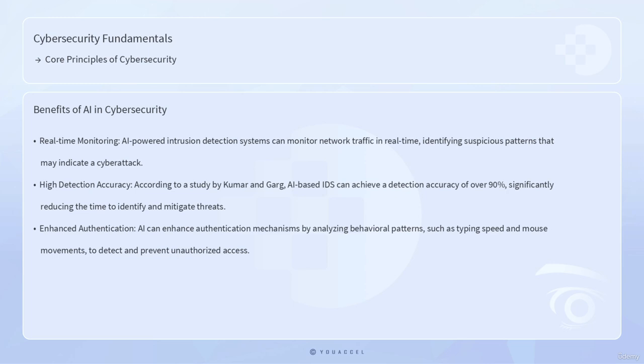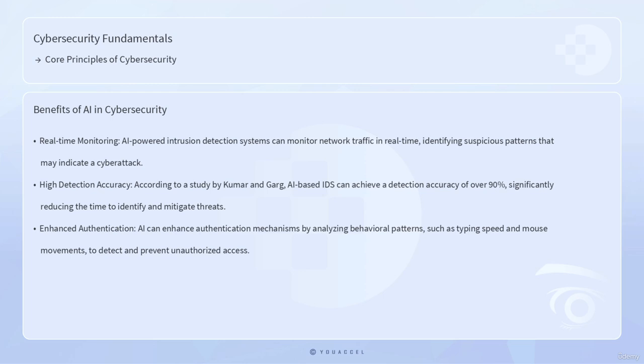For example, AI-powered intrusion detection systems can monitor network traffic in real time, identifying suspicious patterns that may indicate a cyber attack. According to a study by Kumar and Garg, AI-based IDS can achieve a detection accuracy of over 90%, significantly reducing the time to identify and mitigate threats.